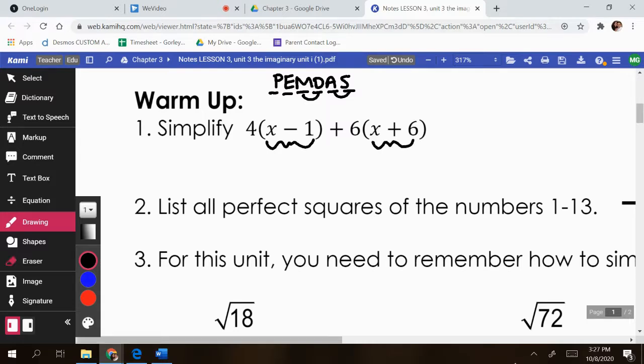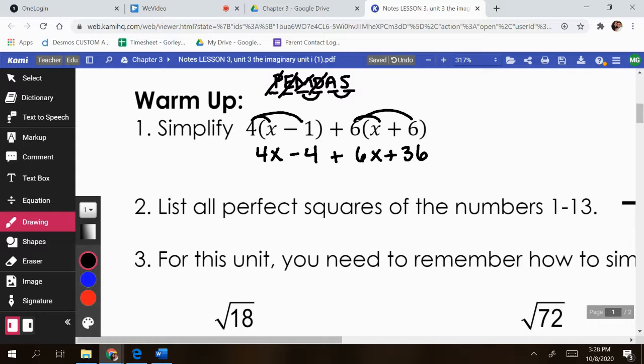These are not like terms, so they cannot be simplified. Okay, so then I look at exponents. Really, there's no exponents in this problem. Multiply, divide. Well, I can multiply the 4 through, and I can multiply the 6 through. So we're going to get 4x minus 4 plus 6x plus 36. So that's done. I don't see any division. And then add and subtract.